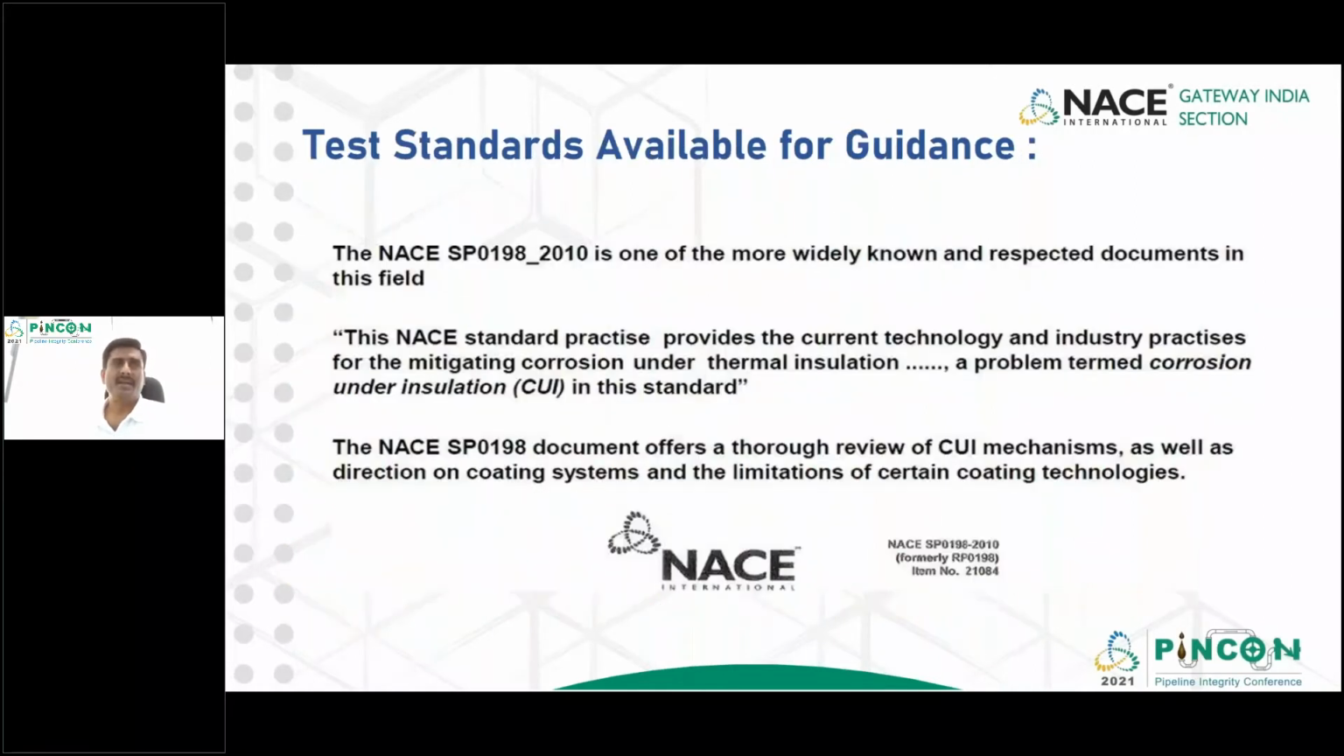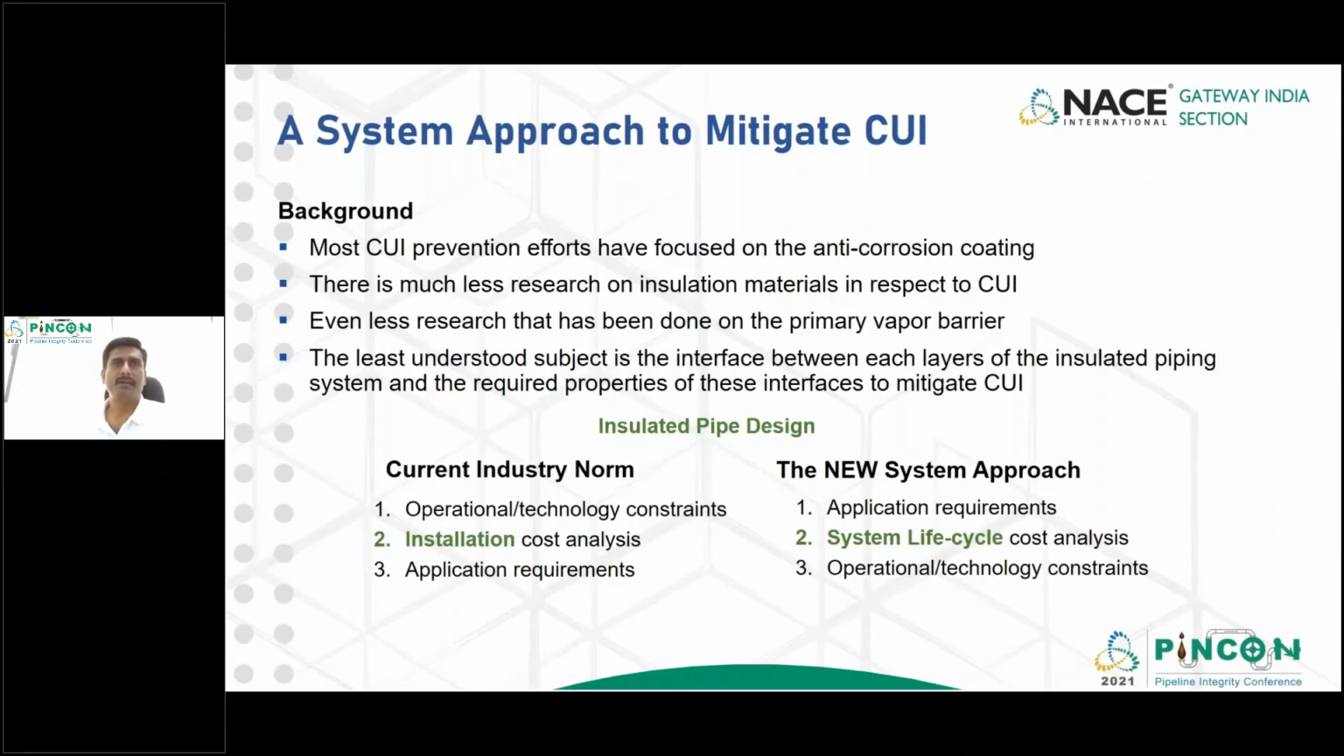Among the standards available for guidance, NACE SP0198, edition released in 2010, is one of the most widely known and respected documents in this field. It offers a thorough review of corrosion mechanism, directions for protective coatings, and their limitations for certain coating technologies. However, none of the standards provides any guidelines on the type of insulation and its application to prevent corrosion. On this platform, I request the NACE committee team to incorporate standards for thermal insulation application to collectively fight against corrosion.